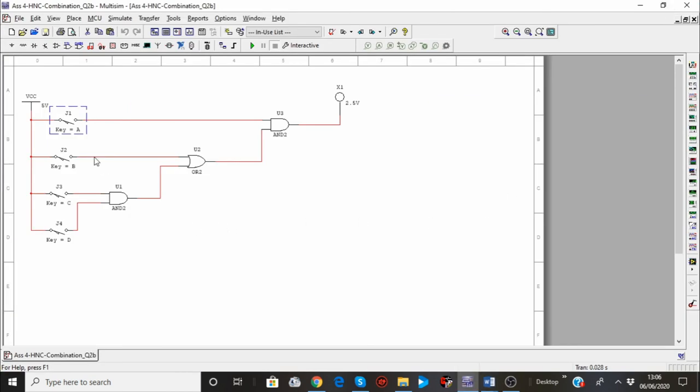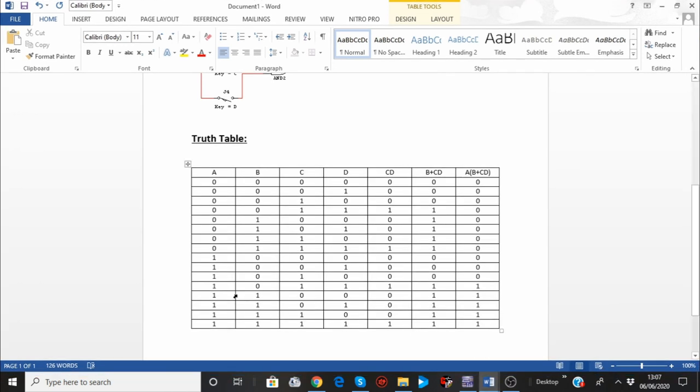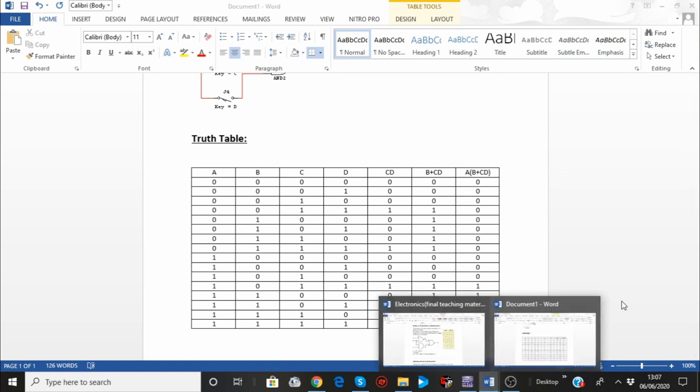Let's have a look. If I simulate this at the moment, because A is off, the output is off. If I turn it on, still off. That's one condition. Next condition, A, B both on, and C and D off, you have an output. Let's have a look. A and B are on, C and D are off, and you have an output. So it's true. I've got that one right.